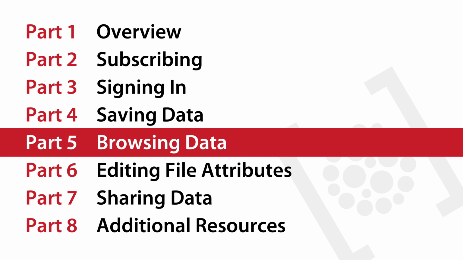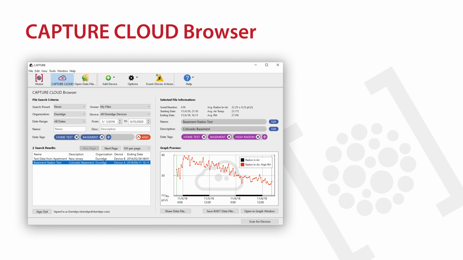Part 5. Browsing Data. The Capture Cloud browser provides access to all of the RAD7 data files that you and your colleagues have saved to your organization's Capture Cloud account. It also provides access to any RAD7 data files that have been specifically shared with you. Whenever you're signed into Capture Cloud, the browser will be accessible via the toolbar in Capture's main window.